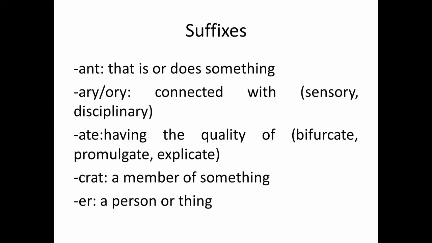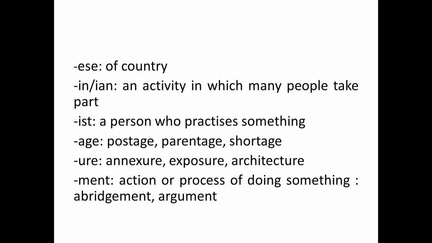plutocrat, aristocrat. You have the er type, person or thing. So, let's think of some examples using er, a driver, a person who does something, who does a job. So, er, from drive you get driver. You have the ese type, it is generally used to suggest the nationality or country, you know, China, Chinese, Japan, Japanese. You also have the ish type, again you can use it to suggest the nationality, Swedish, a Dane, Danish.